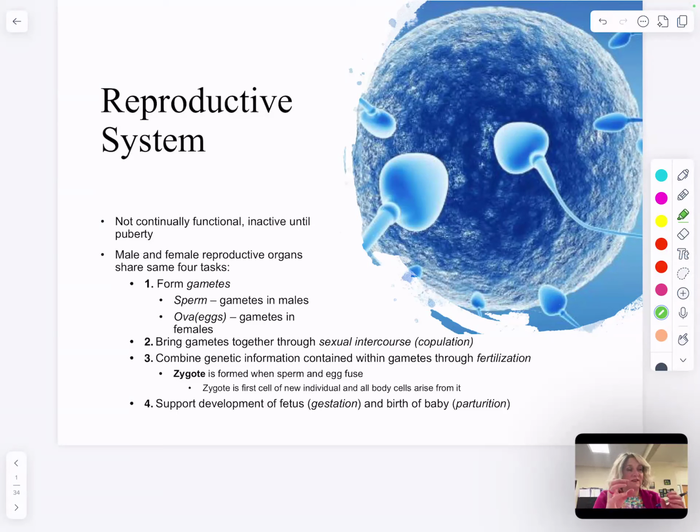When the sperm and the egg meet, it forms a single cell where both sets of chromosomes are combined, and that forms a zygote. The zygote is the first cell combining the two. From there, it replicates over and over again to form a baby. Number 4, supports development of the fetus through gestation and birth of the baby, which is called parturition.